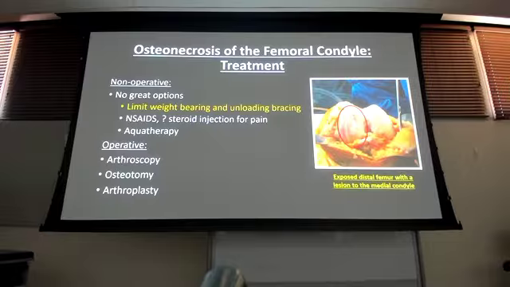Okay? So there's your exposed distal femur with the lesions in the medial femoral condyle. Now that you've had a chance to look at it, which condyle looks bigger?